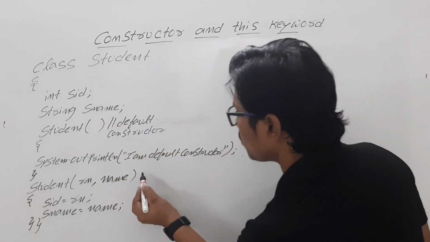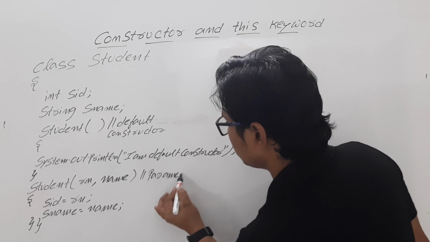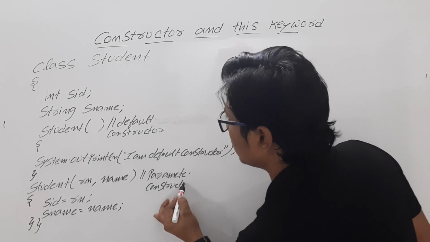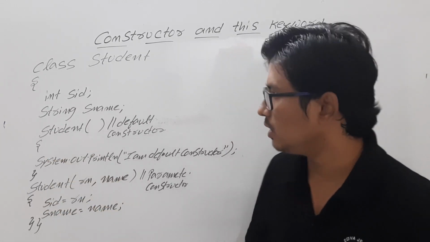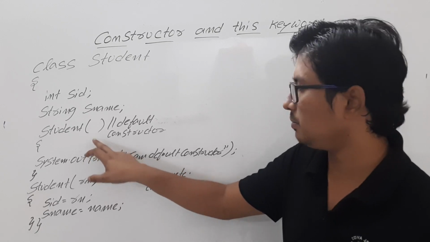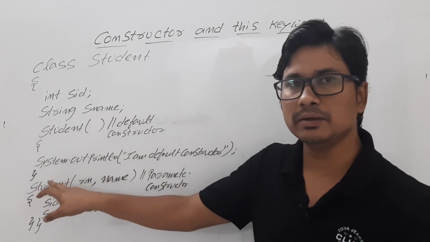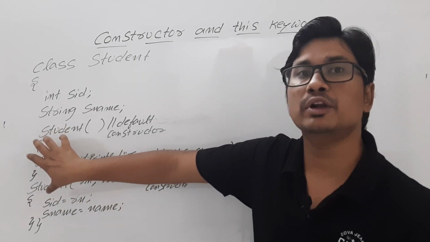Now, this is a parameterized constructor. So what is happening? You have the same name, Student and Student. One is without parameters and another one is with parameters. So the same method name, and this is what you will call overloading. You are overloading the constructor.